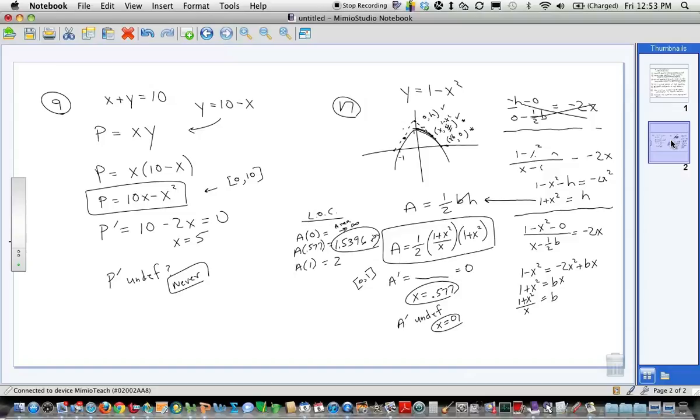Yes, sir? Wouldn't A of 0 not be a triangle anymore? Right. It would, yeah. But it's area. So if they were asking for the biggest area, what would you do? They wouldn't ask that. It would be infinite.